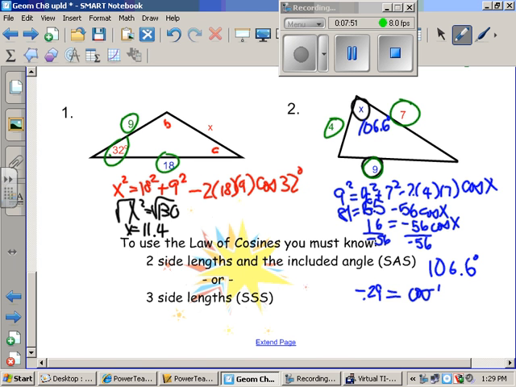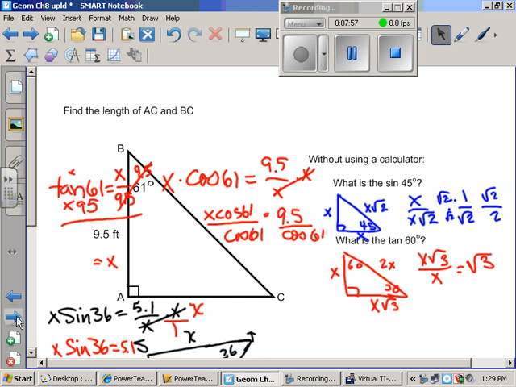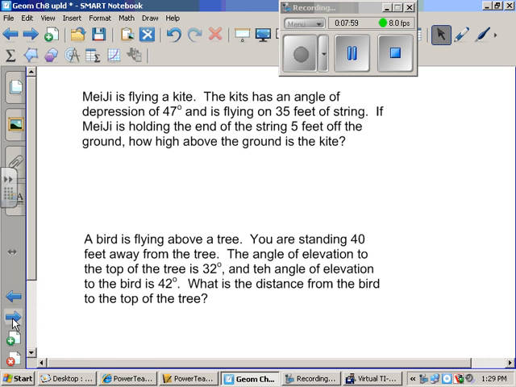Okay? All right. And then to turn in tomorrow, when you get to class, can you do these two word problems? Make sure you draw a picture first and then solve it. It's not going to use law of sines and law of cosines. It's going to just go back to using good old sine and cosine and tangent.